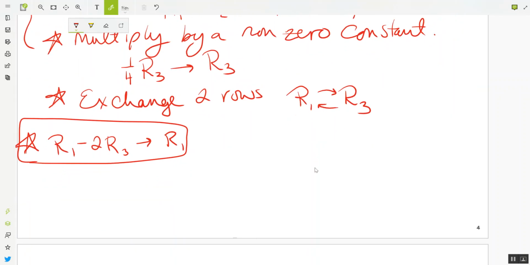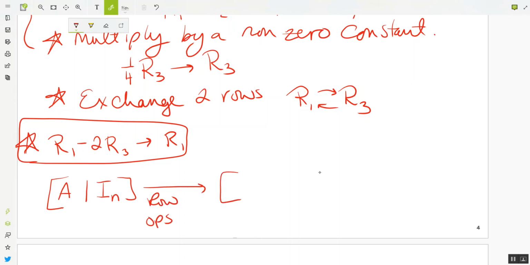So what we do is we take A and augment it with an identity. And then you do row operations until you end up with the inverse on the other side. And then this matrix B is your inverse. This is symbolically what I am going to do, and it's going to seem crazy, but it works.